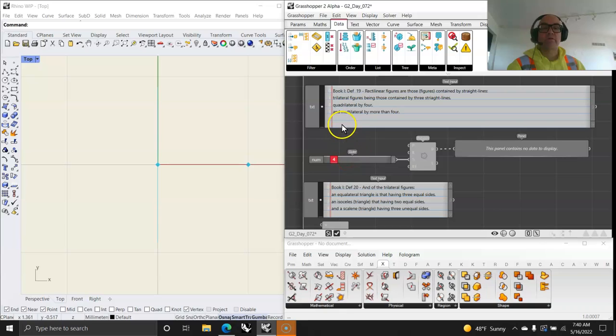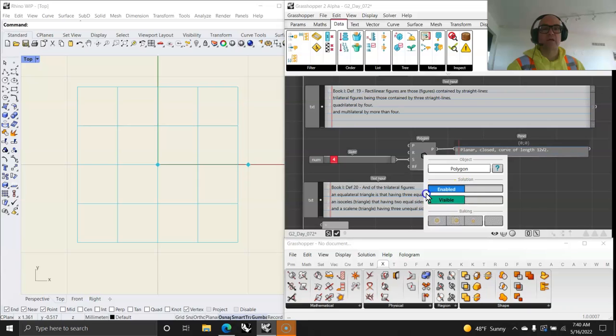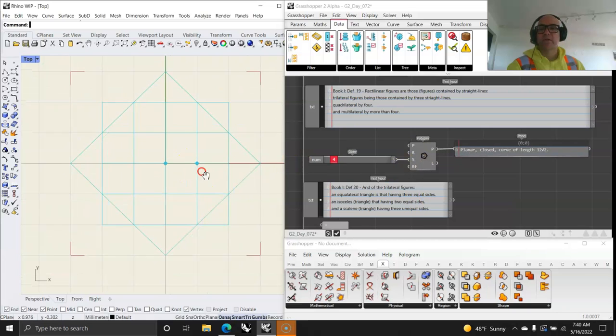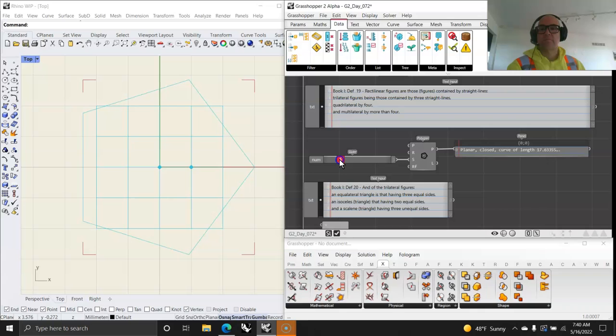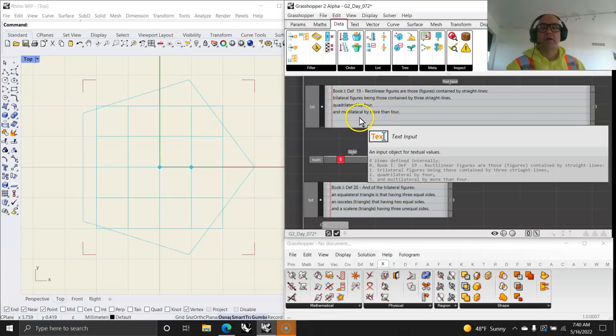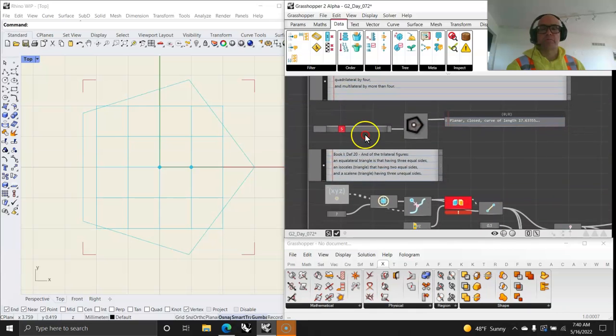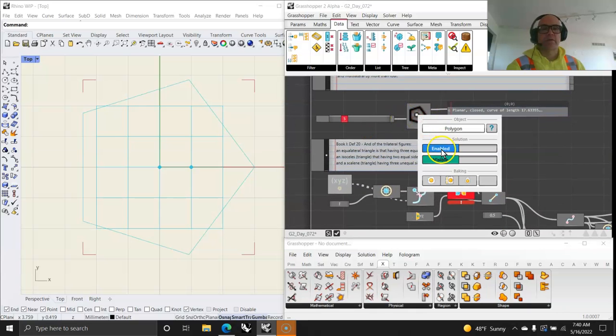19's kind of long, but it really means something fairly simple, and I can use a very simple diagram to do that. You can see that this square, because of 4 sides, can become 5 sides, can become 3 sides. Basically, the rectilinear structure, as long as it's planar, are those figures contained with straight lines, so straight lines that are on a plane, trilateral figures being those contained by 3, quadrilateral by 4, and multilateral by more than 4. So that's a pretty simple little diagram. Just take that one off.